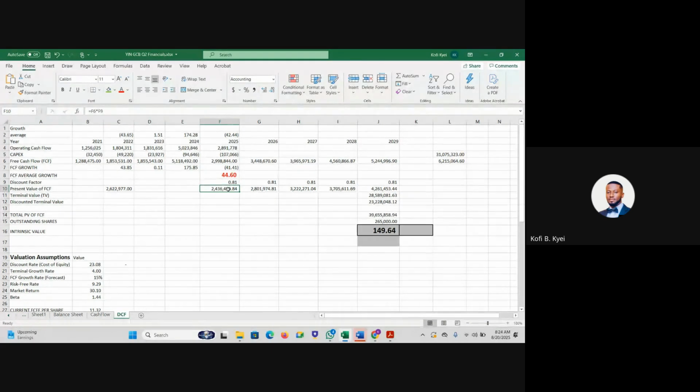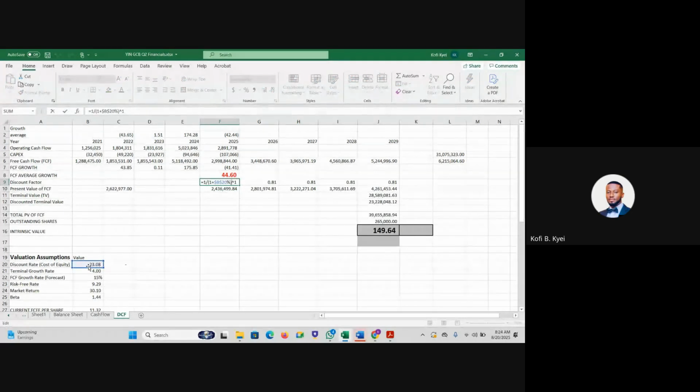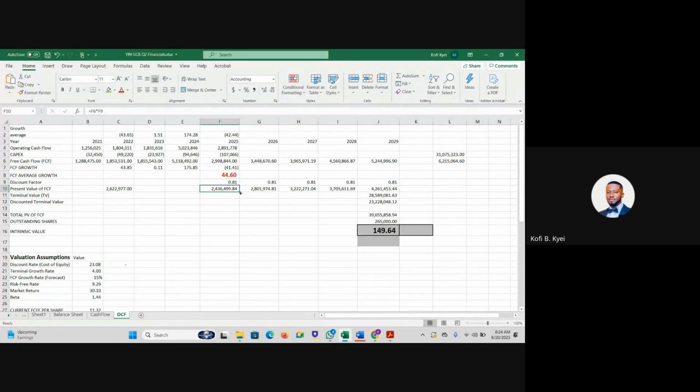Then when you apply those discount rates, you find the present value of all the projections. So it's the same formula as you apply the discount rate to the cash flow figures that we have up here. So it's going to be the free cash flow figure multiplied by the discount factor. This discount factor is gotten from the cost of equity figure. So you find a discount factor here, then you apply the same formula to get the rest of the figures for the rest of the years: 2026, 2027, up to 2029.